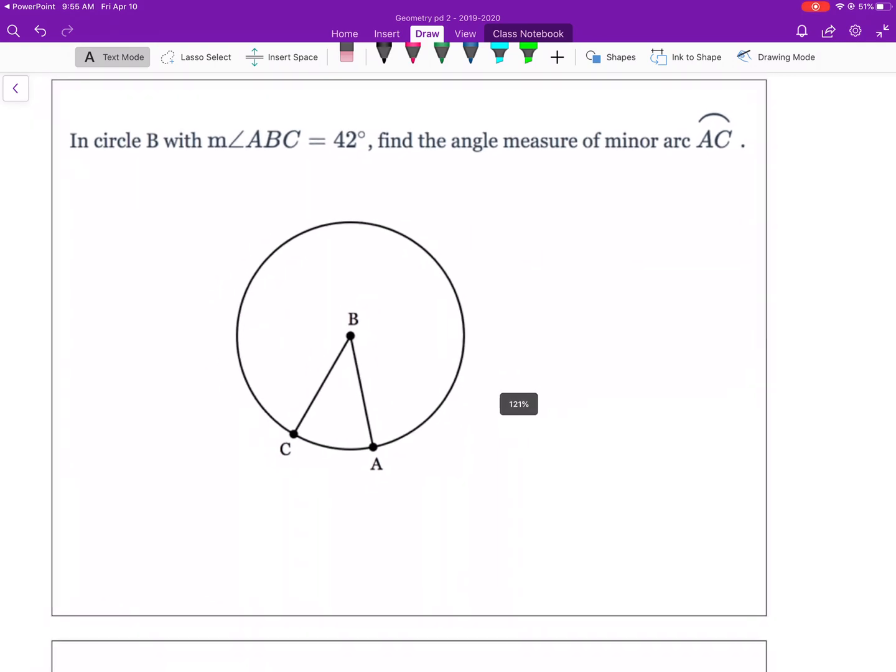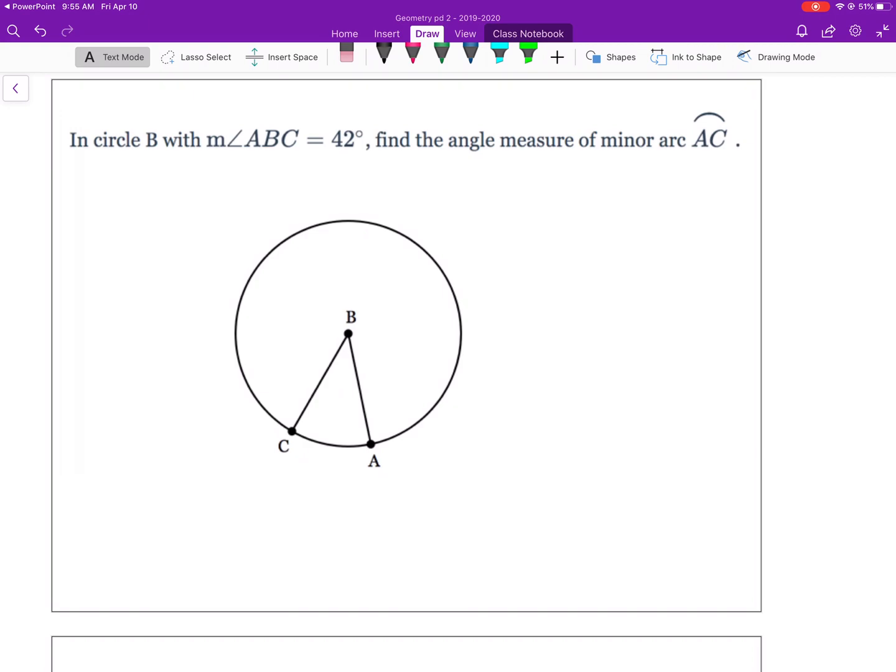So, in circle B, with the measure of angle ABC, so let's locate angle ABC, that's 42 degrees, which would be here. Find the measure of minor arc AC, so that essentially means the arc that that angle intercepts.